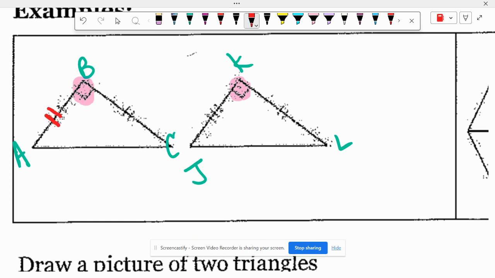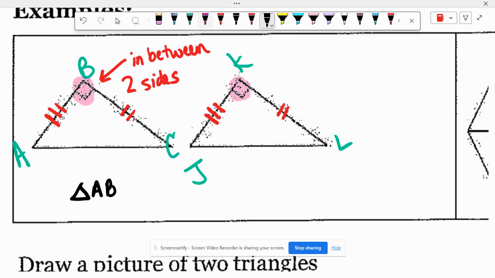So 1, 2, 3 markings, 2 markings. The angle is in between the two sides. In between the two sides. That's why it's called the included angle. 1, 2, 3 markings, 2 markings. So we can say that triangle ABC is congruent to triangle JKL by side-angle-side.